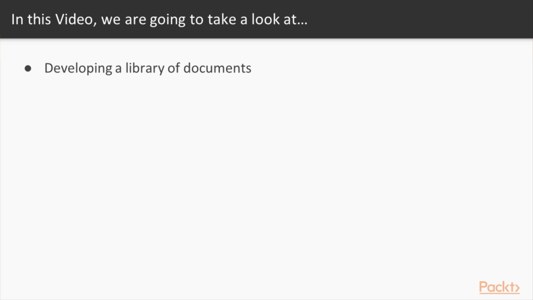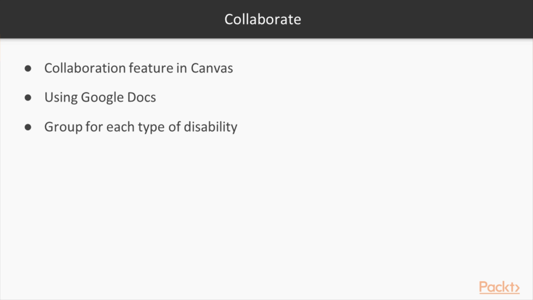So basically you'll need to have a document that has the latest regulations, and you'll also need other documents. So we're going to use the collaboration feature in Canvas. We're also going to use files, and we're going to create a way to organize documents, and we'll have a group or file folder for each type of disability. So let's just go ahead and take a look at the course.